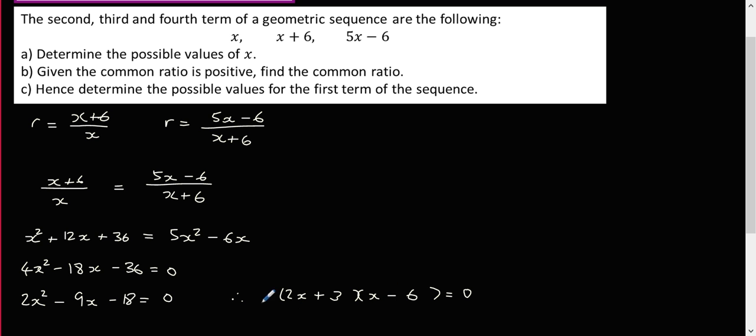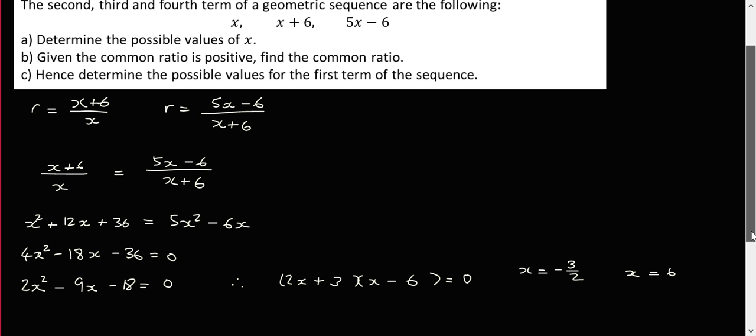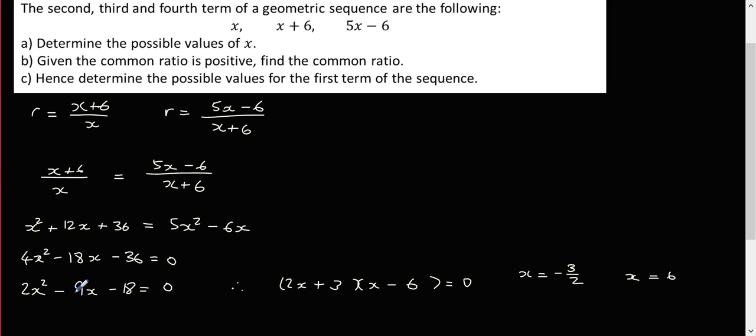There we go. So x is going to be minus 3 over 2, or x is going to be 6. So we've got two different values for x, and it doesn't say anything about x being positive or anything like that. However, in part B, we're given the information, given that the common ratio is positive, find the common ratio. Well, if we substituted minus 3 over 2 into here, we'd get minus 3 over 2 plus 6, giving us a positive number divided by a negative number, so that would be negative, so we have to use x equals 6.